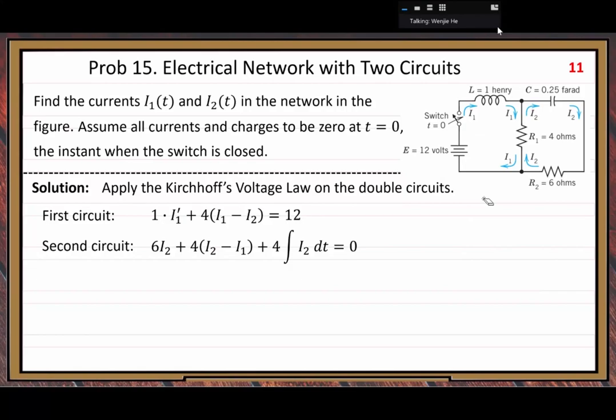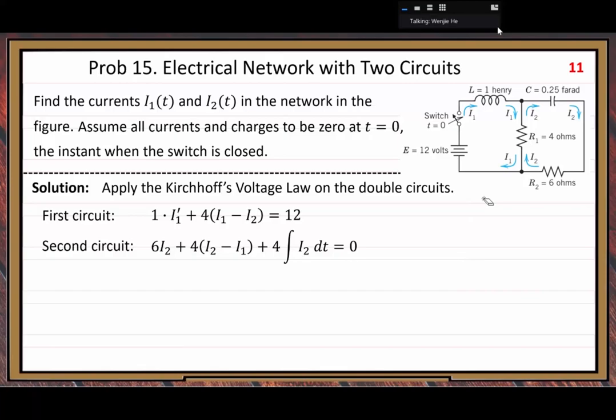Then the C part: 1 over 0.25, that is 1 over 1/4, so it's 4, times the integral of I2. And this equals 0, because in the second circuit there is no E part, so the E part is 0. So we get this linear system.